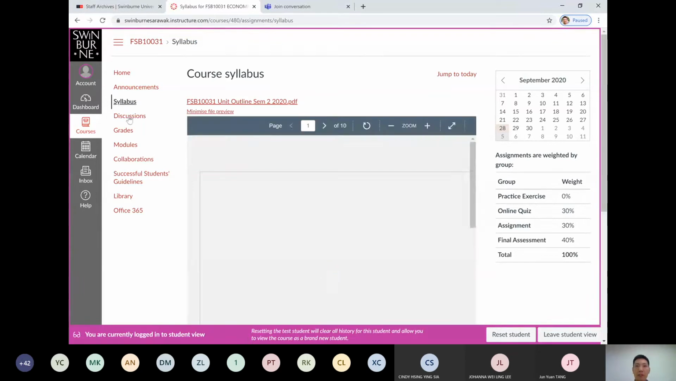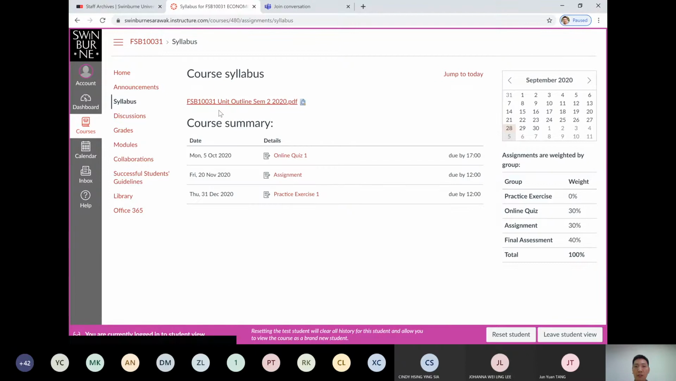Okay, so the first section is the unit outline, right? I try to minimize it. Below the unit outline, at the moment, you should be able to see the practice exercise 1 and assignment only. Online quiz 1, you should be able to see, but you are not able to click inside the link. But on the actual day of quiz 1, at 4 o'clock sharp, you should be able to click on this and access the quiz.